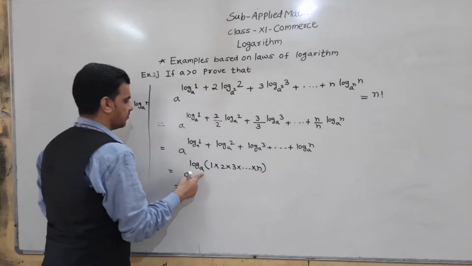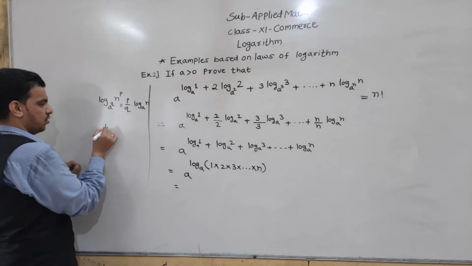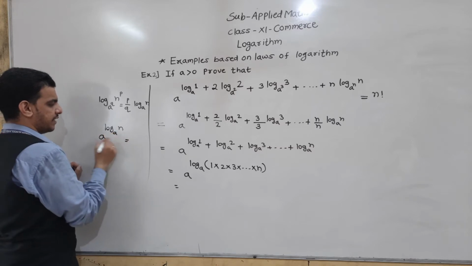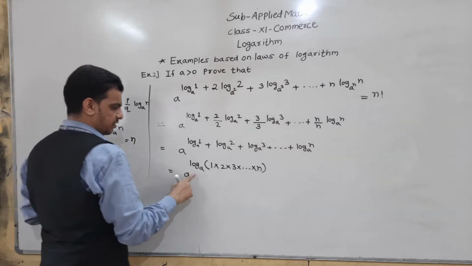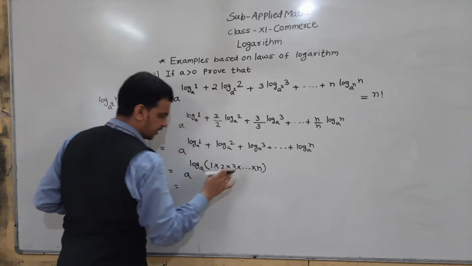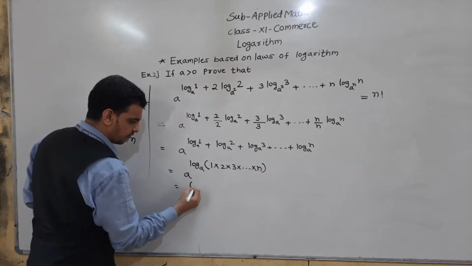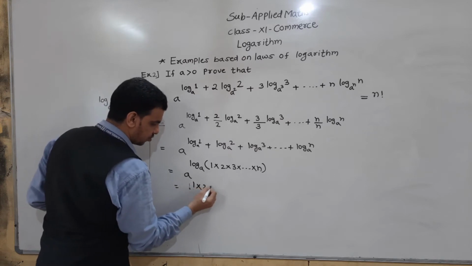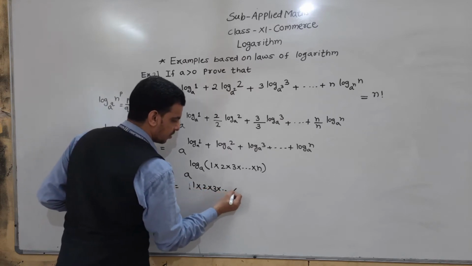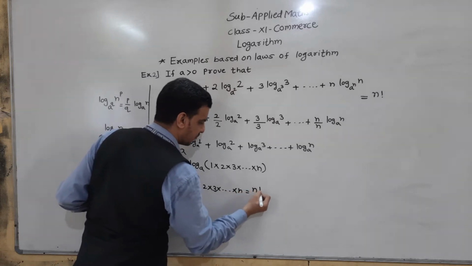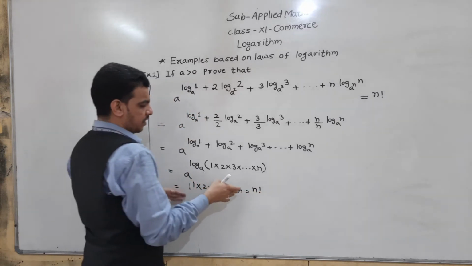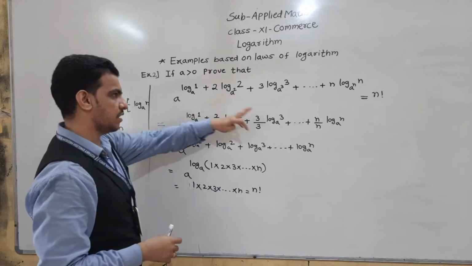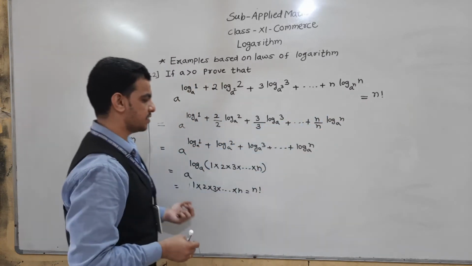Now if the base is the same, we have this property: a raised to log of n to the base a, then the answer is n. So a raised to log of this quantity to the base a, we have only this quantity remaining, that is 1 into 2 into 3 up to n. So this means n factorial. Product of n natural numbers, that is n factorial. So this is RHS. Okay, understand this.